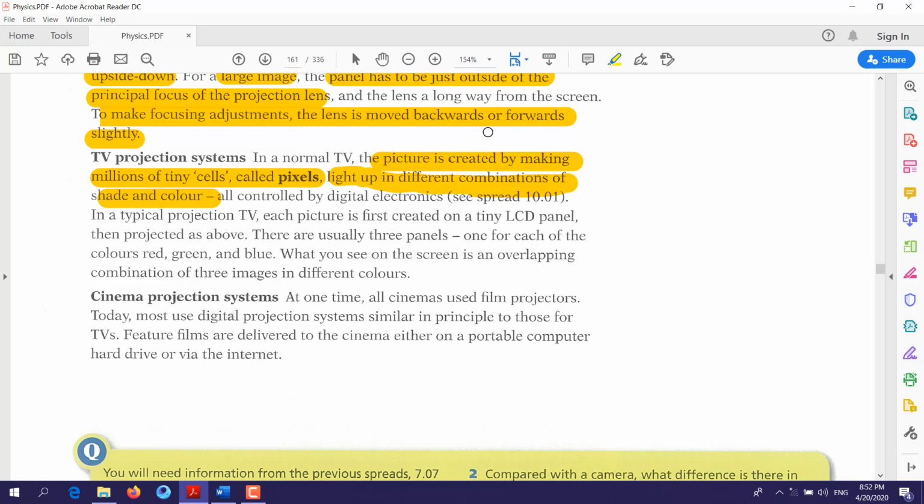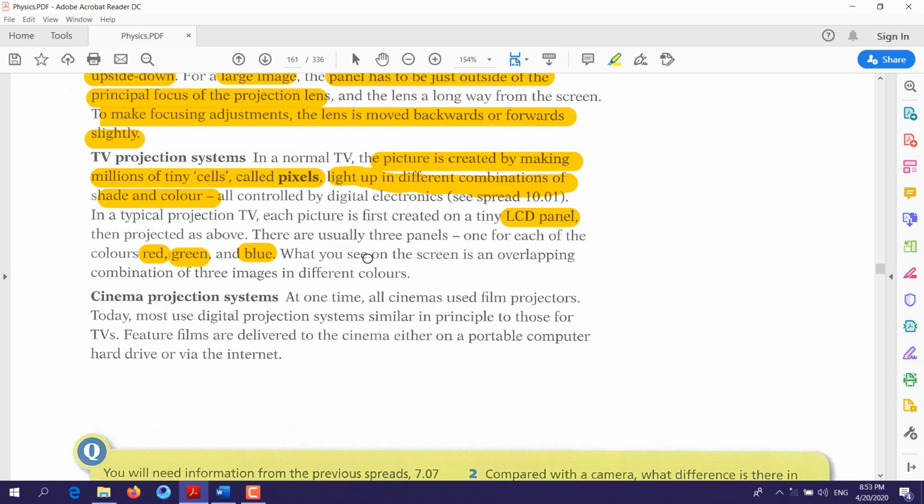Behind these pixels, there is what we call an LCD panel. There are three LCD panels. These three panels are three different panels with different colors. One has red color, another green, another blue. So what will happen is that these three panels will light in a specific combination.